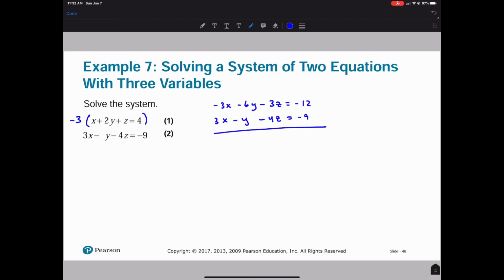This gets rid of the x's, so this will be negative 7y. Then we will have minus 7z is equal to negative 21. Now, basically, everything is negative, so I can just factor out a negative 7. So this is y plus z is equal to 3, right? So keep that in mind.